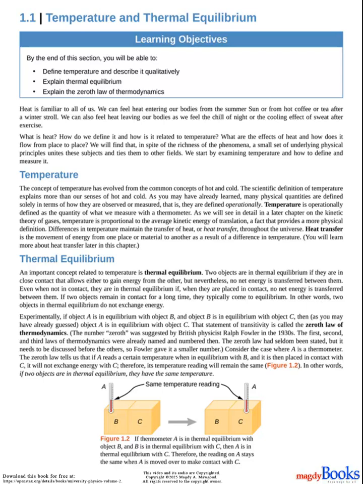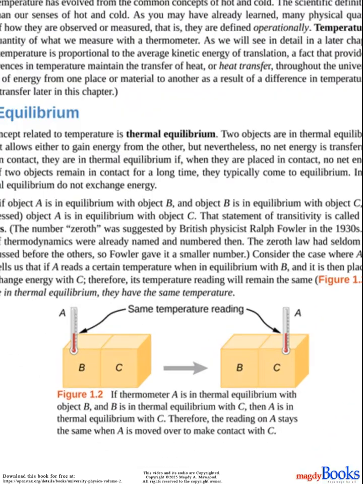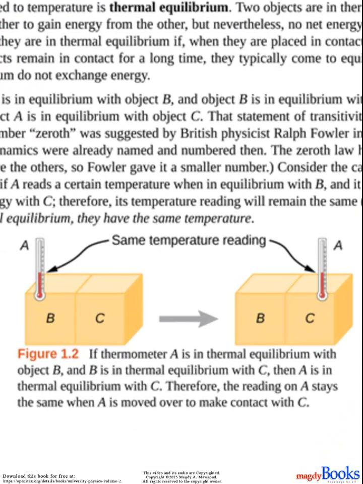The zeroth law tells us that if A reads a certain temperature when in equilibrium with B, and it is then placed in contact with C, it will not exchange energy with C. Therefore, its temperature reading will remain the same, Figure 1.2. In other words, if two objects are in thermal equilibrium, they have the same temperature. Figure 1.2. Same temperature reading.